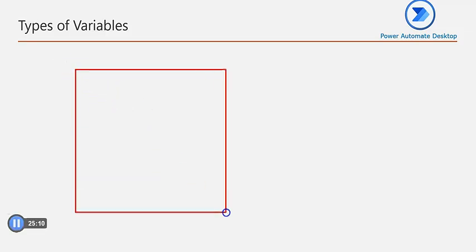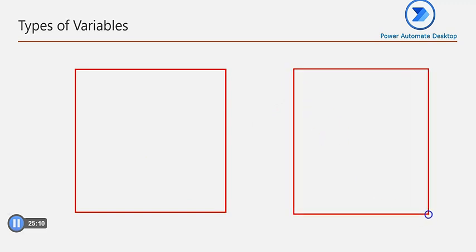So let's talk of a situation of a cloud flow and a desktop flow. That is frequently used because we saw two desktop flows. Now this is our cloud flow. This is our desktop flow. Here we have given one input variable and we have created one output variable.